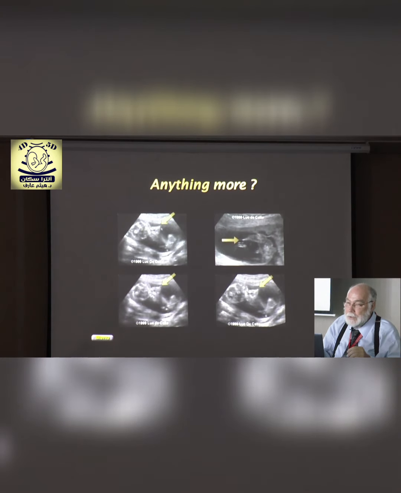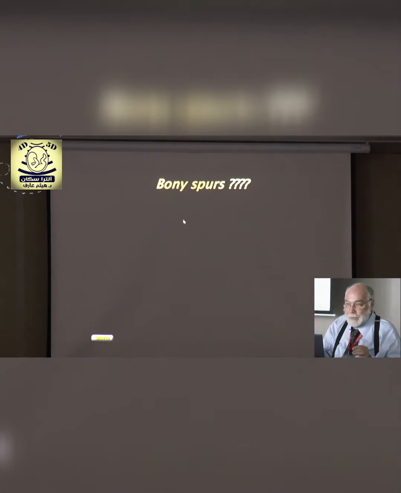Now, what do we see at the elbow and what do we see at the knee? Is this a fractured bone that goes through the skin, an exostosis, or a bony spur? Okay, so this is called a bony spur. Now, if you don't know what a bony spur is, you can go in OMIM.